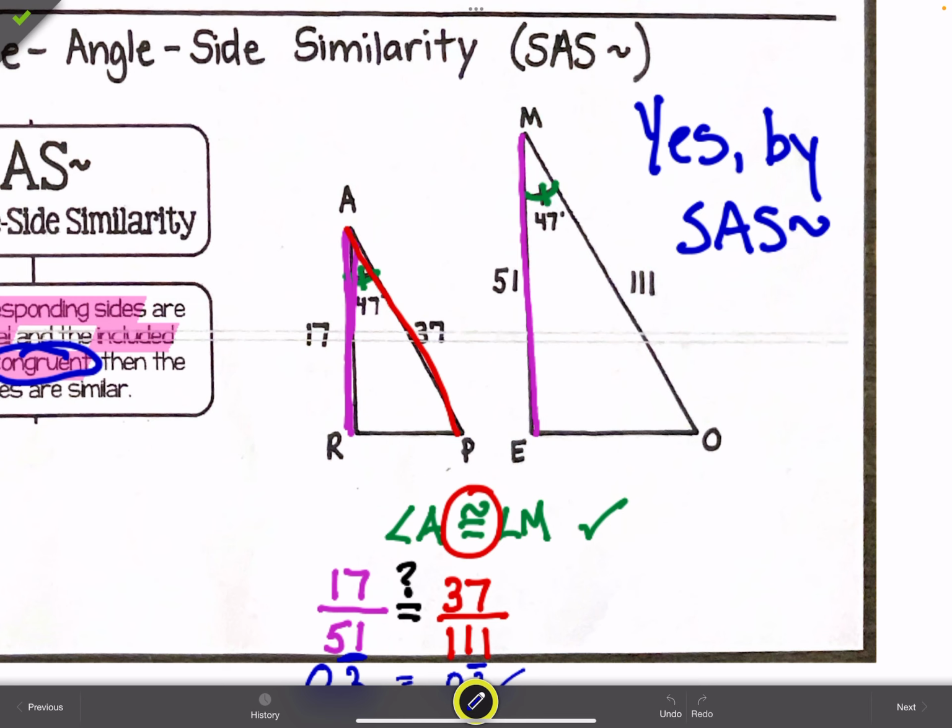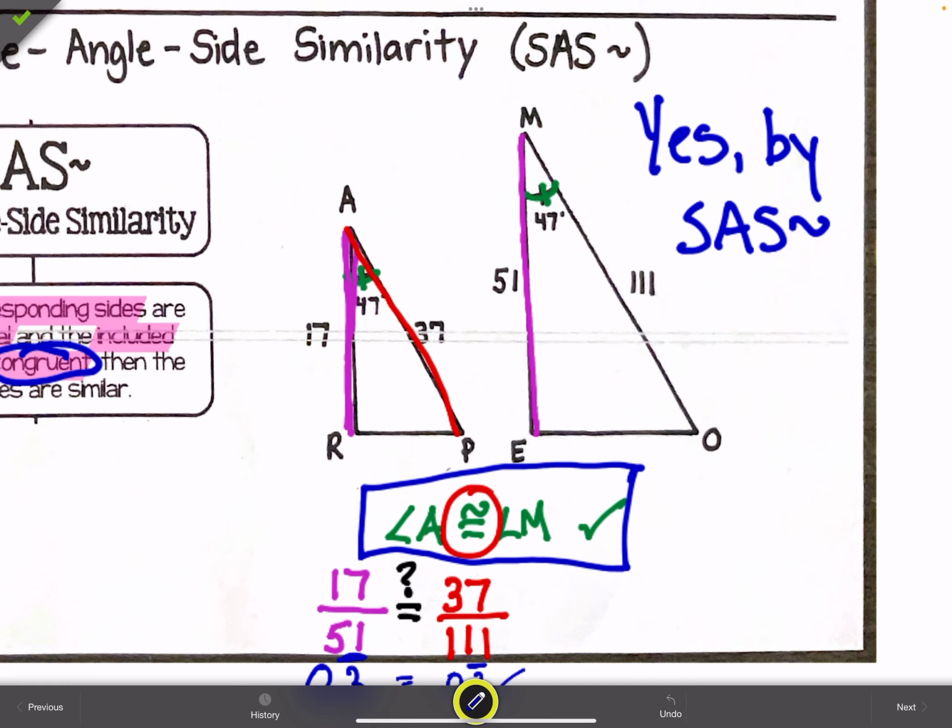Now, notice, did I put the 47s into a fraction? No. Again, let me say it one more time because people mess this up and then they try to say, oh, they're not similar because they put the angle in. The angles you just check for congruence. That's it. So all you do for the angles is make sure that you have corresponding angles congruent. You do not write a fraction. Okay, you don't reduce the 47 over 47.